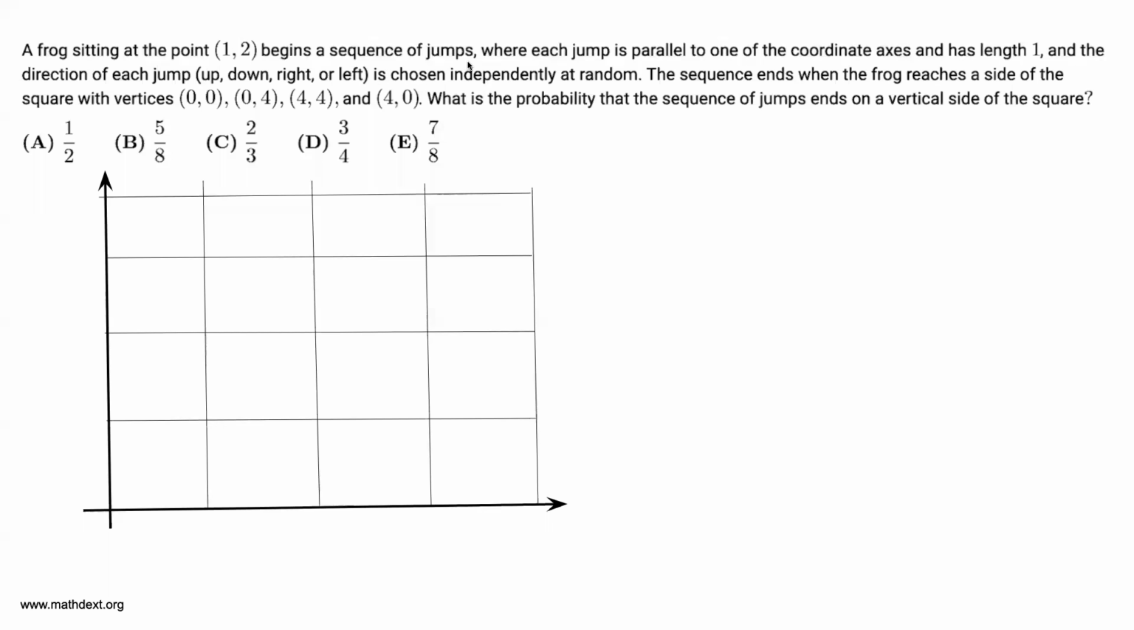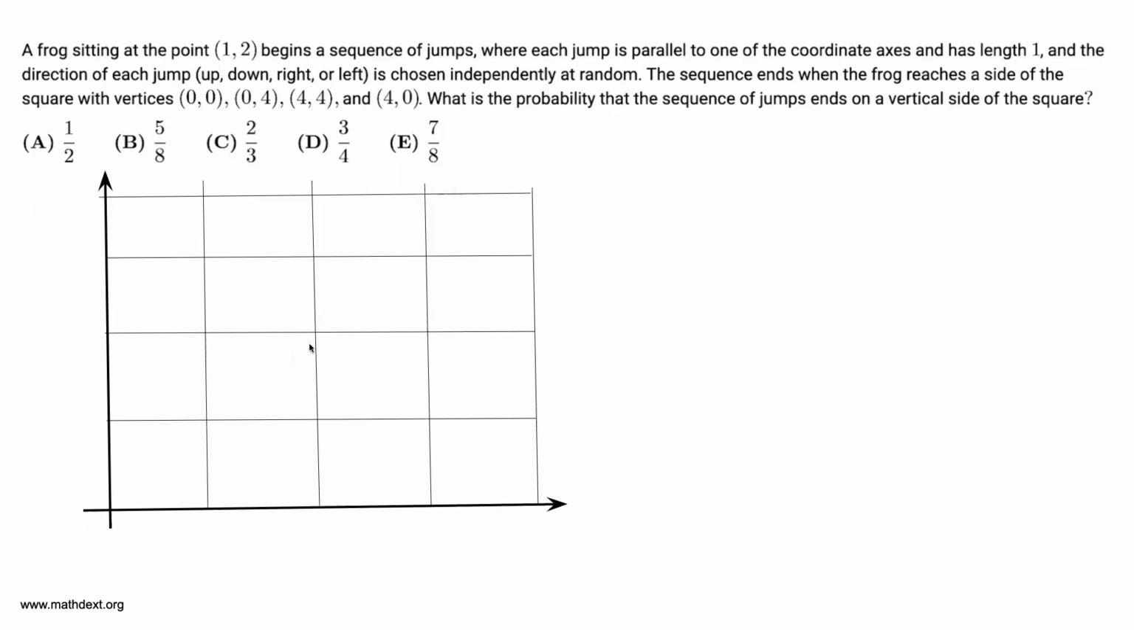Okay, so the first thing we do is look and see what they mean when they say vertical side of the square. Basically, they're asking: what's the probability that the frog ends up on either this side or this side of the 4x4 square which I've drawn over here? And he's going to start here. But at this point, it seems a little unclear how we solve this problem.